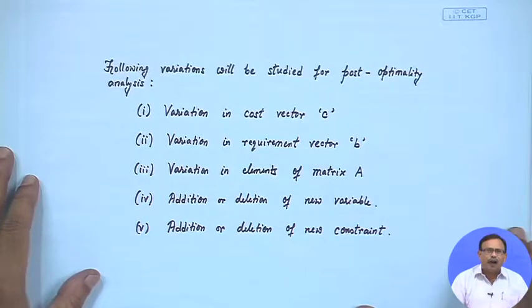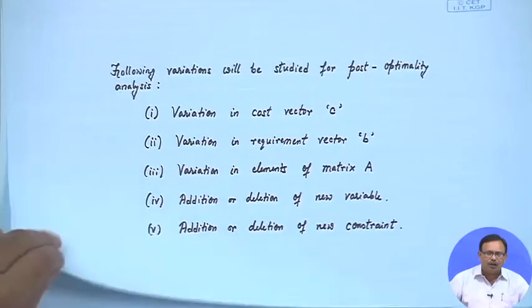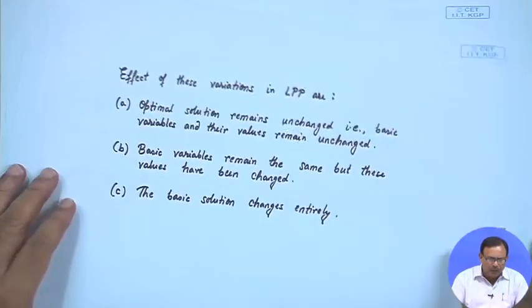Number 4 is addition or deletion of a variable, meaning I can add a new variable or I can delete a variable, and see what will be the effect, and also addition or deletion of a constraint. So, we will study these things in this particular course.